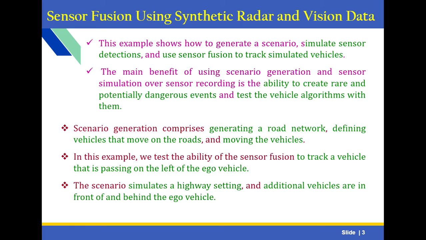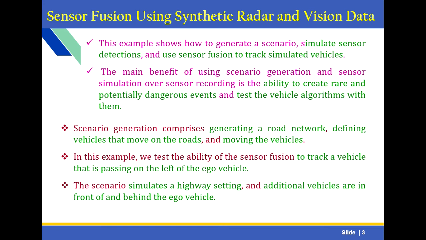This example shows how to generate a scenario, simulate sensor detections, and use sensor fusion to track simulated vehicles. The main benefit of using scenario generation and sensor simulation over sensor recording is the ability to create rare and potentially dangerous events and test the vehicle algorithms with them. Scenario generation comprises generating a road network, defining vehicles that move on the road, and moving the vehicles.